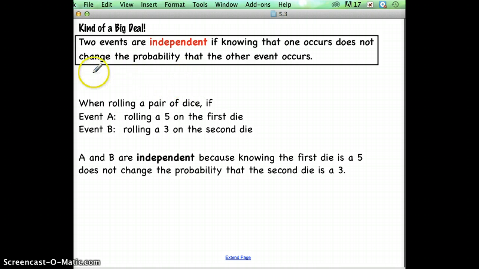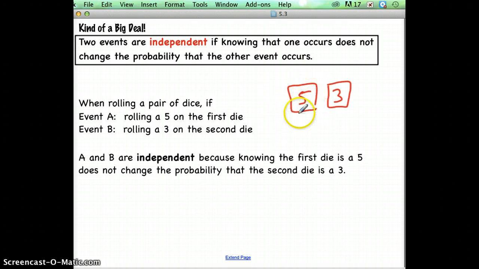So, here's the definition of independent. Two events are independent if knowing that one occurs does not change the probability that the other occurs. So, here's an example. When rolling a pair of dice, event A is rolling a 5 on the first die, and event B is rolling a 3 on the second die. Those are independent because just because I roll a 5 on the first die, that does not change the probability that I'm going to roll a 3 on the second.